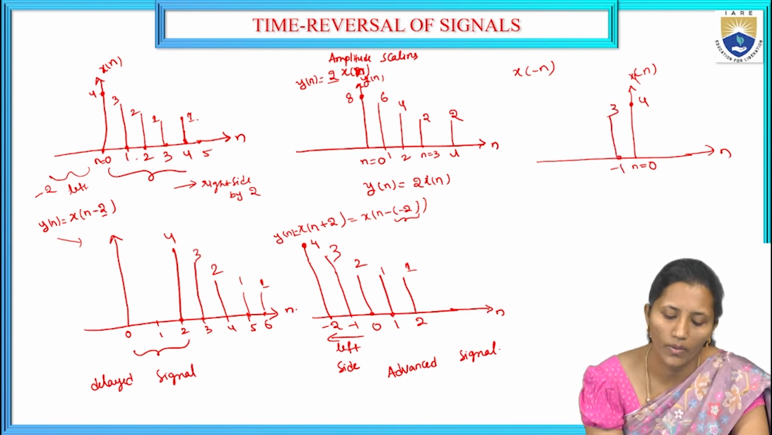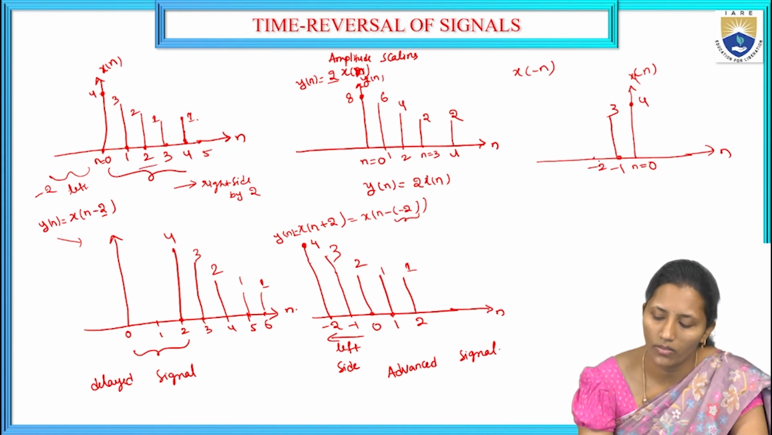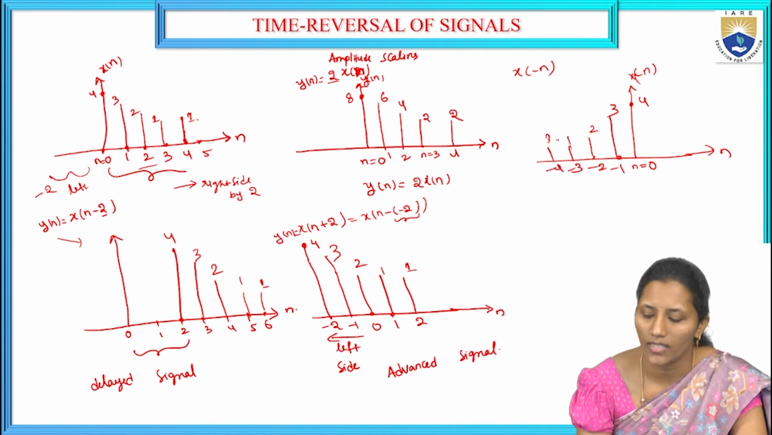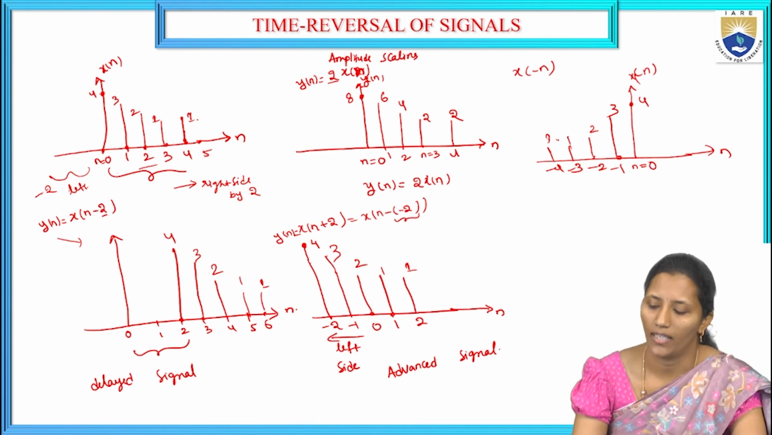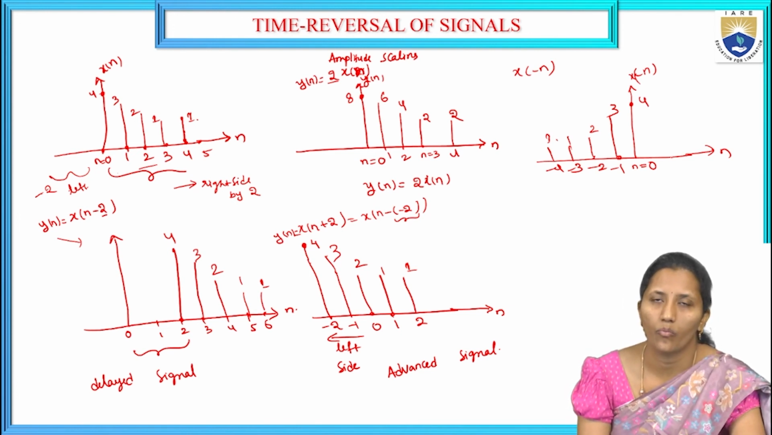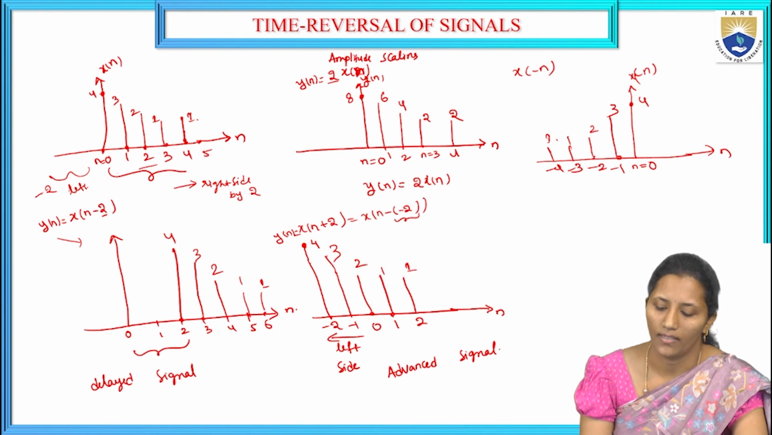For n is equal to 2, for the original signal we have 2. For n is equal to minus 2, here we will get 2. For minus 3, 1 and minus 4, 1. Just n is replaced by minus n here. So, it is just the folding of the original signal.